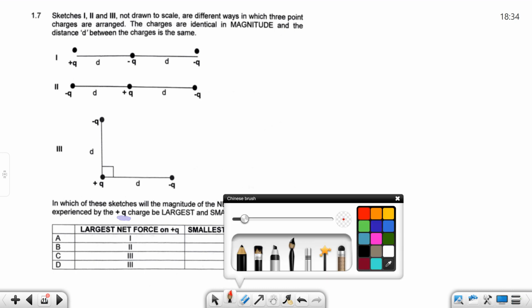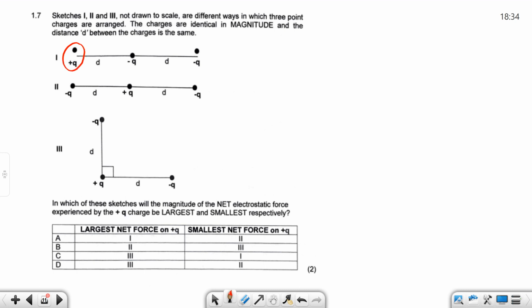Positive. We're looking at this one, and this one, and this one. And the examiner says net electrostatic force. Let's go draw free body diagrams. Ladies and gentlemen, please don't get confused. Let's label these as A, B, C. But check the one that I've circled. That's the one we are focusing on, right?